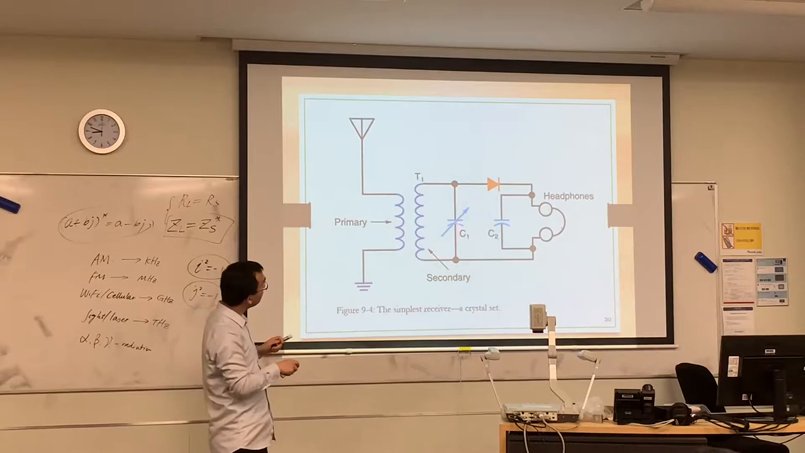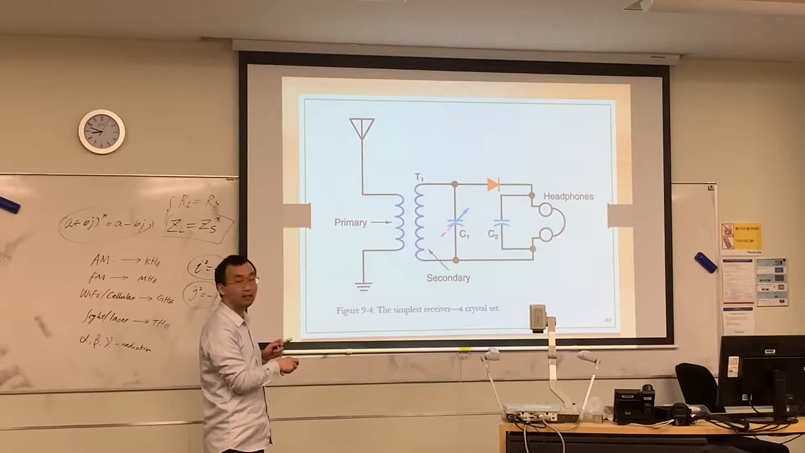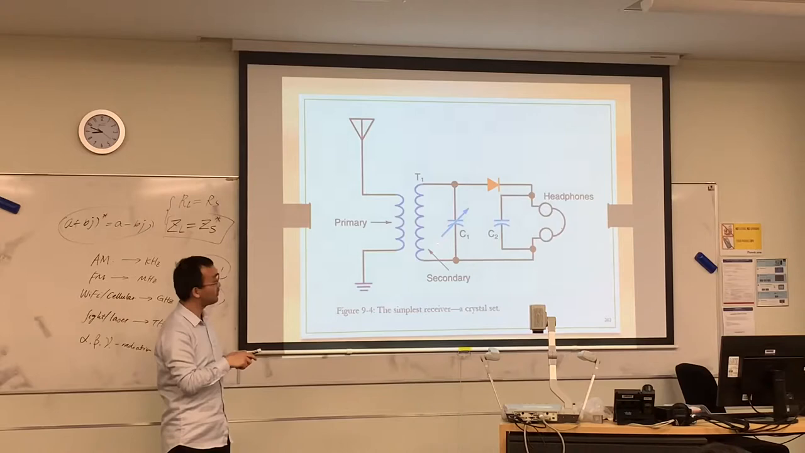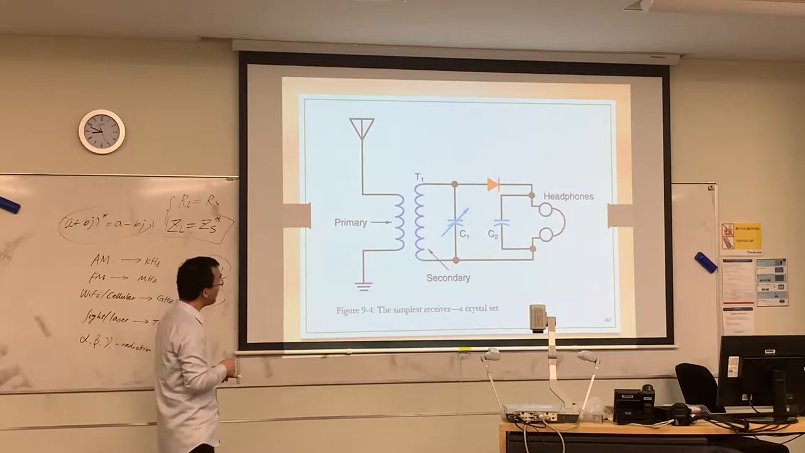This one? What's the difference between this one and this one? One's variable? Yeah, this one with an arrow, which means you can change the value. You still have the old type of AM receiver, you can turn it. It's a button, you can turn the one. What you are doing is actually changing this value. But this one is fixed, right? This one is fixed.